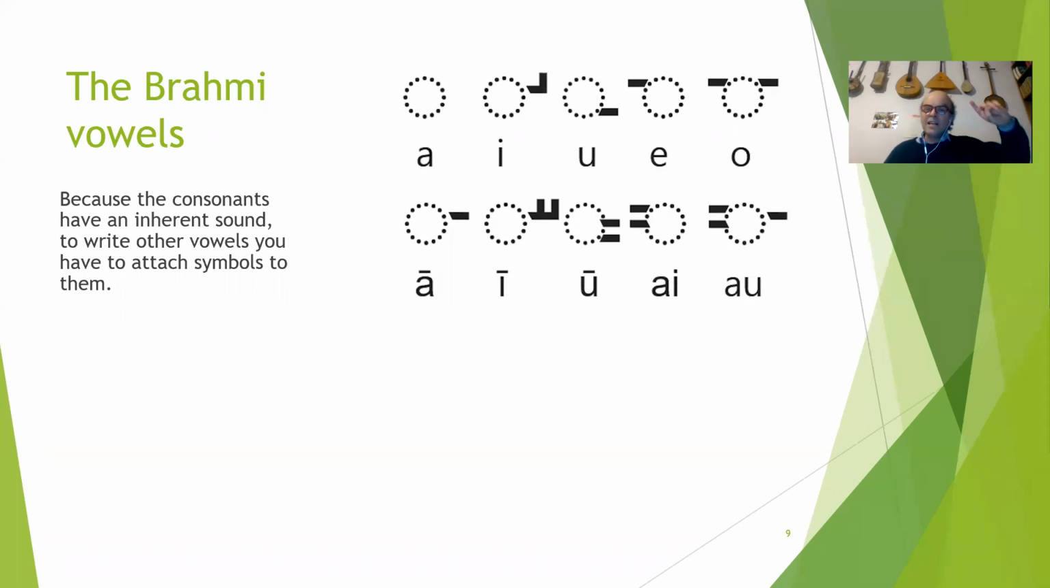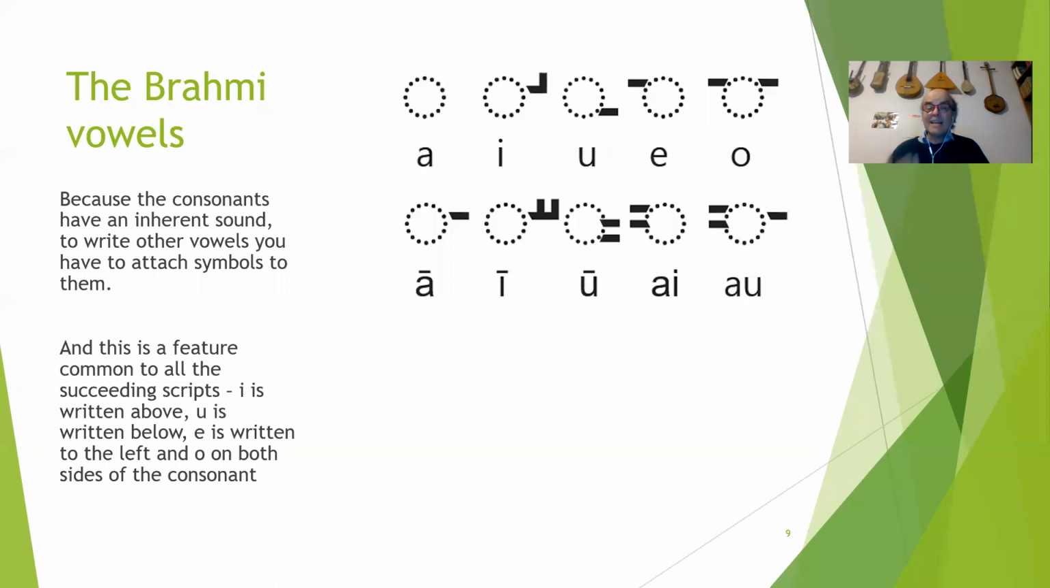And notice that the E vowel is written above the consonant. The U vowel is written below the consonant. The E vowel is written to the left-hand side of the consonant. And the O vowel is written on both sides. And this is exactly what Thai languages still do.